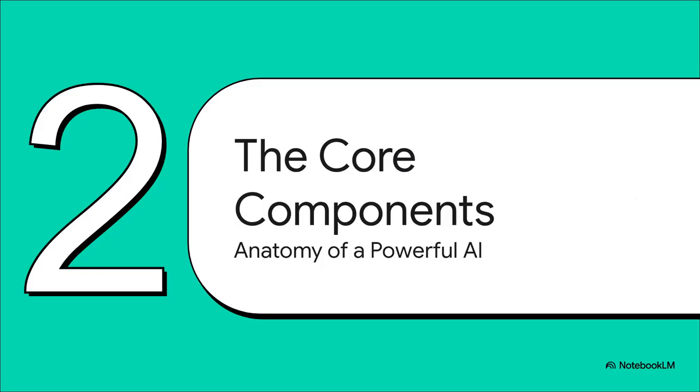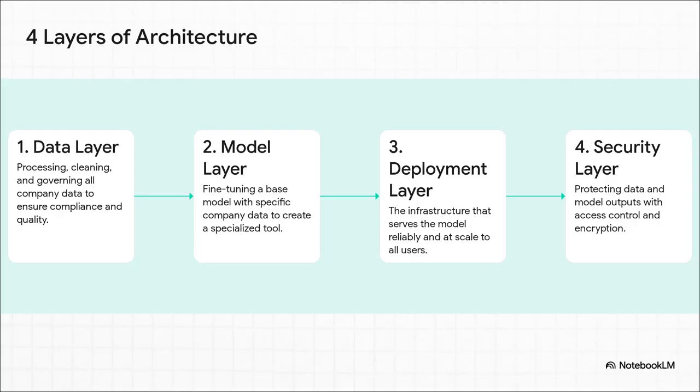Okay, so if that's the why, let's pop the hood and get into the what. We're talking about the core components, the actual anatomy of a powerful AI system, where every single piece has a critical job to do. A really strong enterprise architecture isn't just one thing. It's built systematically on 4 key layers. It all starts with your data, then moves to the model itself, then to how you actually get it out there, and the whole thing is wrapped in a crucial layer of security.